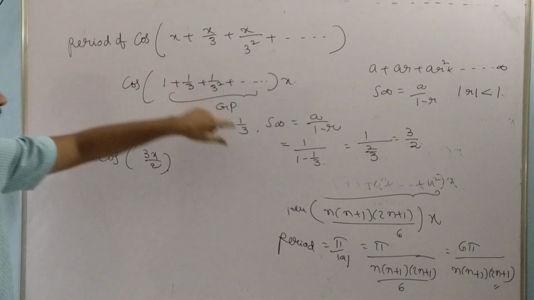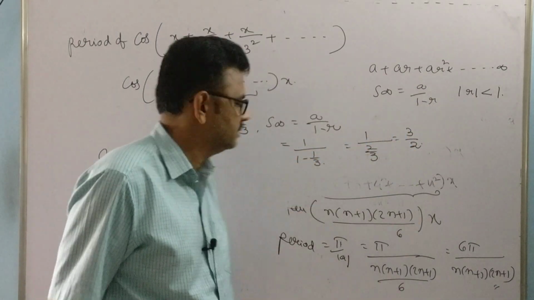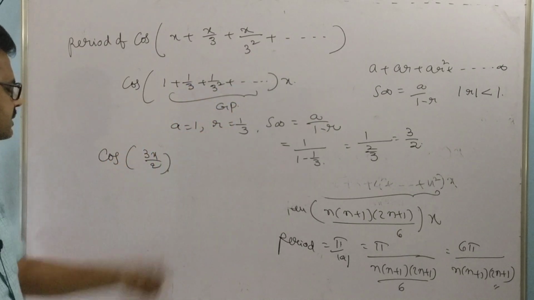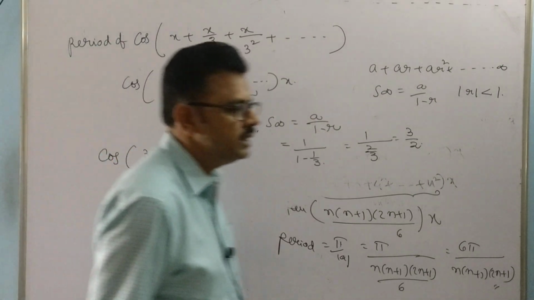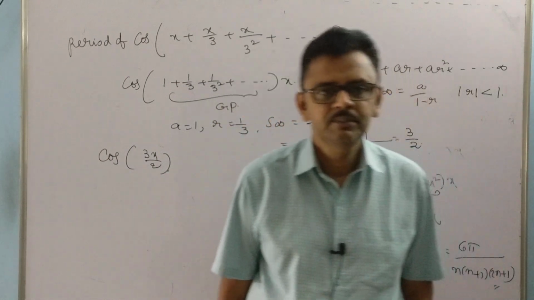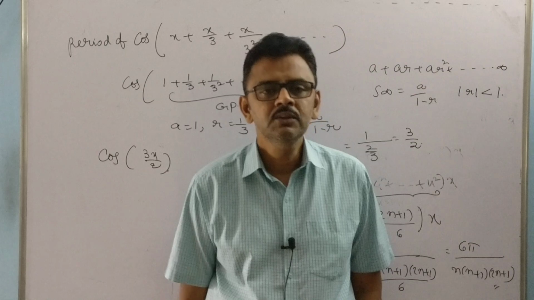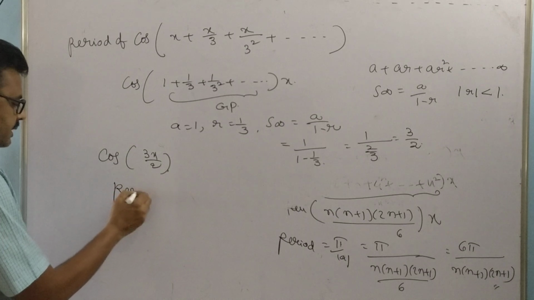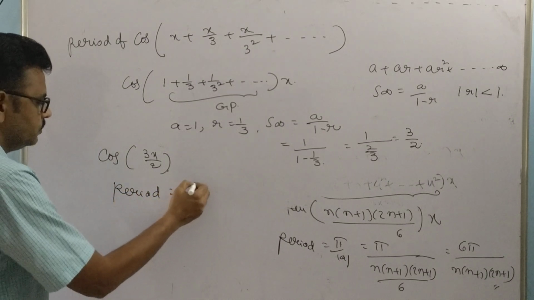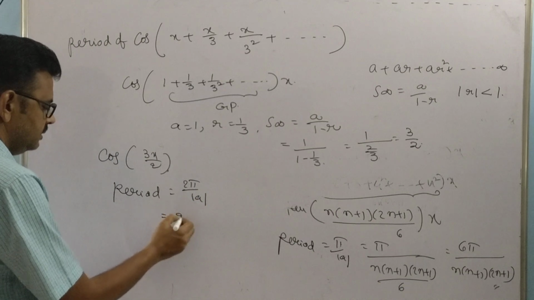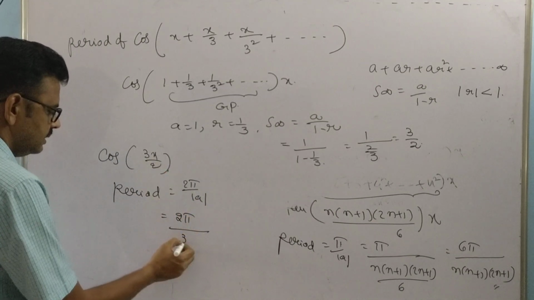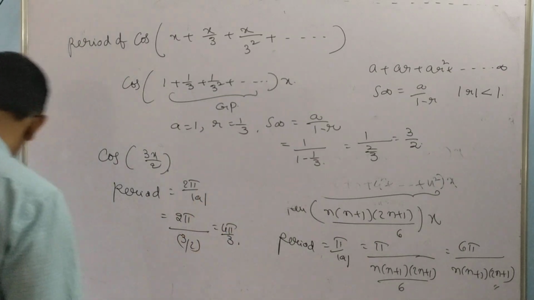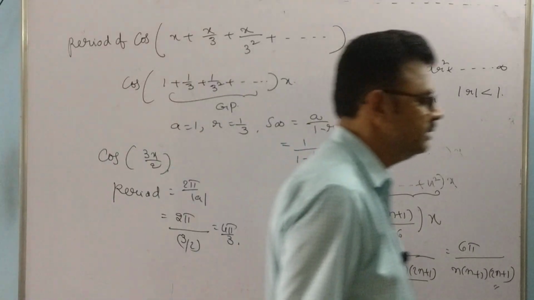Okay, this is 2 by 3, that is equal to what? Cos of this is 3 by 2 into x, 3x by 2. Now you know the period of cos x is 2 pi. The period of cos of ax plus b is 2 pi by mod a. So this is a, and the period is equal to 2 pi by mod a. This is the formula, where a is 3 by 2. That is equal to 4 pi by 3. 4 pi by 3 is the period.